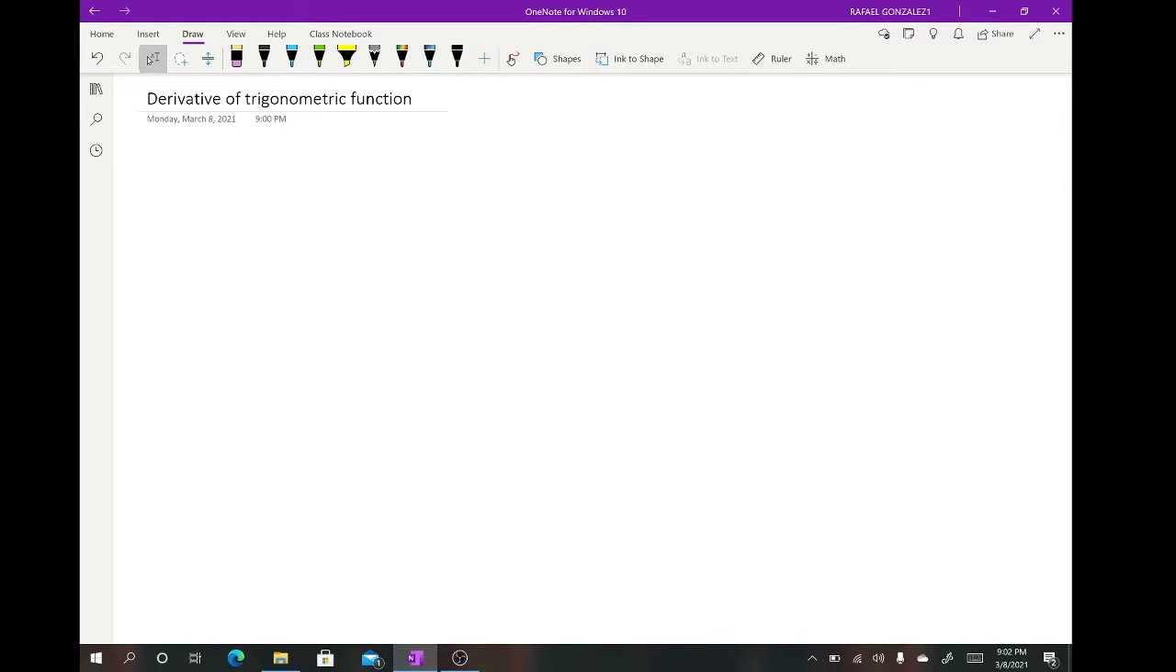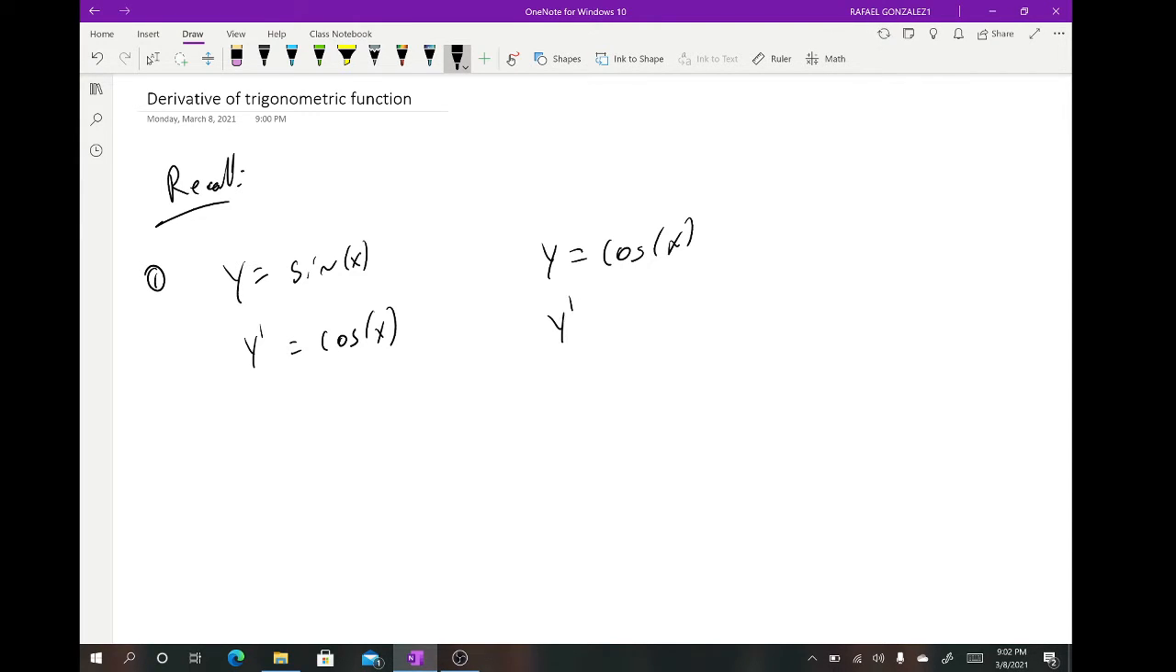Alright, in this video we're going to be talking about the derivative of trigonometric functions. Before, we saw, recall, if you're given y equals sine of x, then the derivative of y is equal to cosine of x, and if you're given y equals cosine of x, then the derivative of that is going to be equal to negative sine of x.